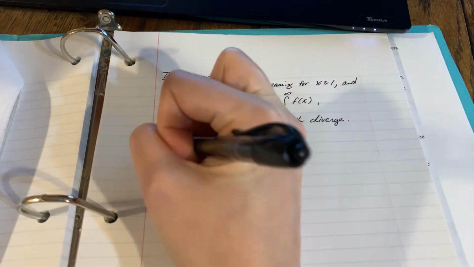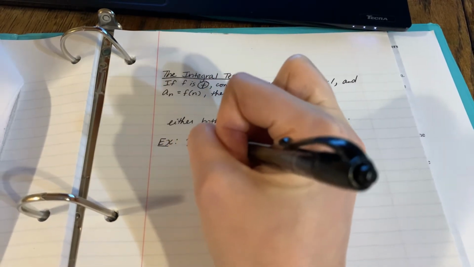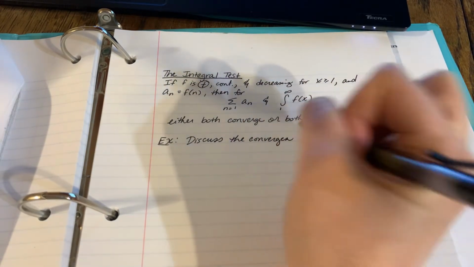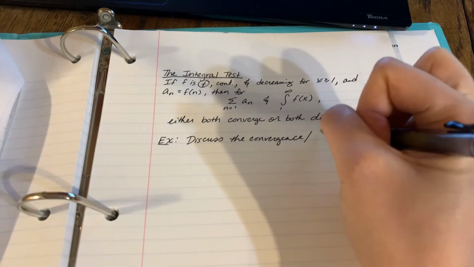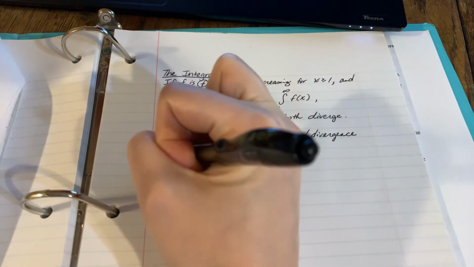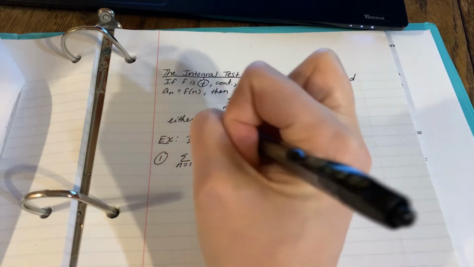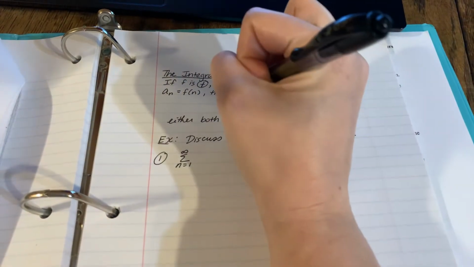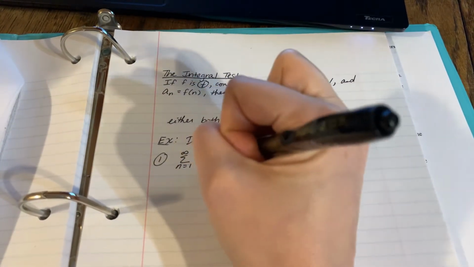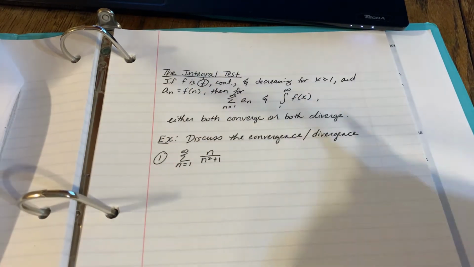Let's do an example. So we're going to discuss the convergence/divergence. Number 1. The sum from n equals 1 to infinity, and this would be an infinity up here too so they match, of n over n squared plus 1.